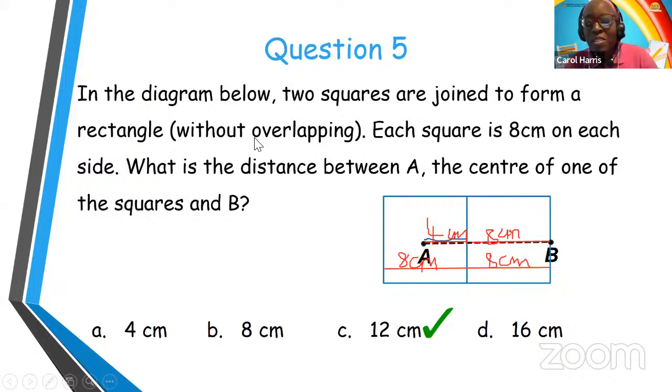I took off a piece. I took off a half of one of them, which would be 4. So I could also take 4 from 16, giving me 12. Excellent. All right. Thank you. So let's move on to our next question, question number 6.